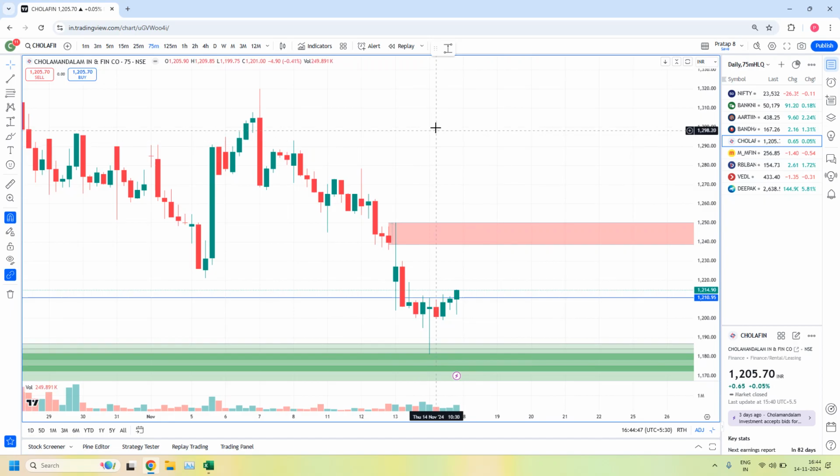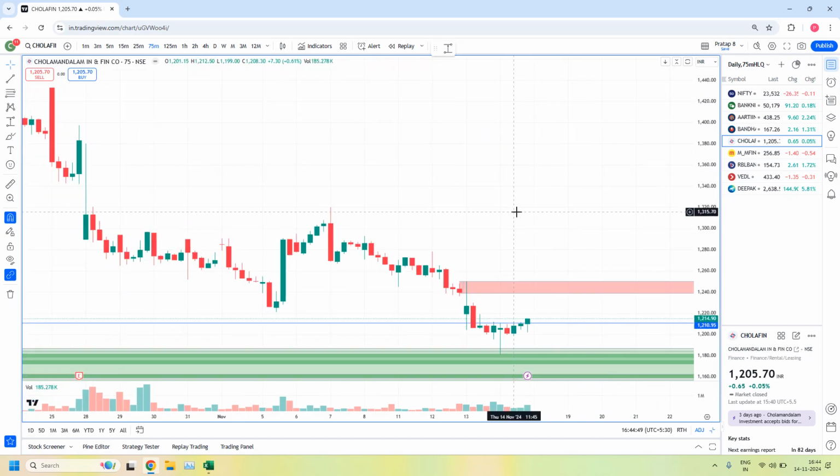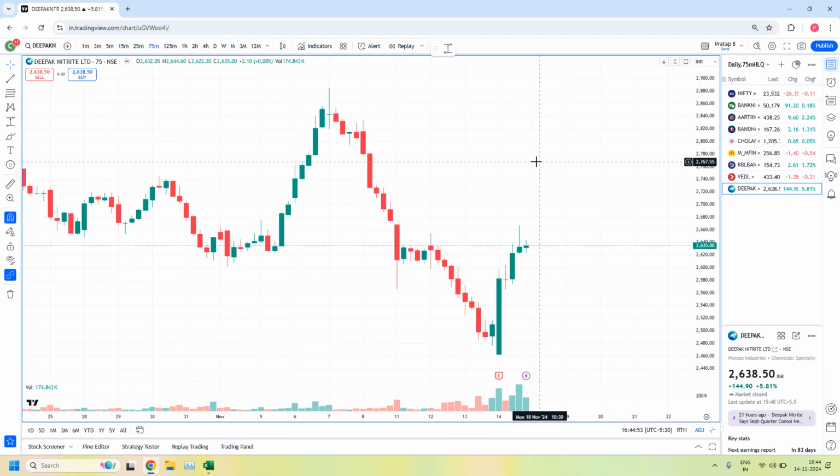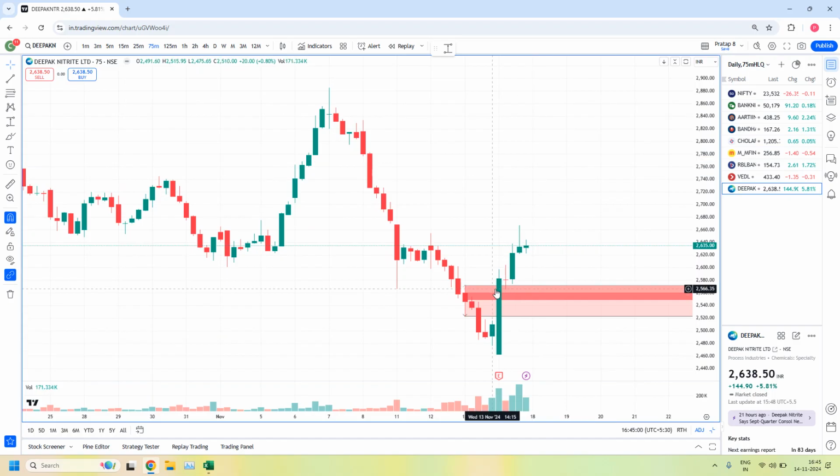Okay, this is about Cholamandalam Finance. And there is one more zone that is violated, but we don't prefer the trade because it is a tested zone. See, previously also a tested zone. In this chart also a tested zone, but here we are not preferring.